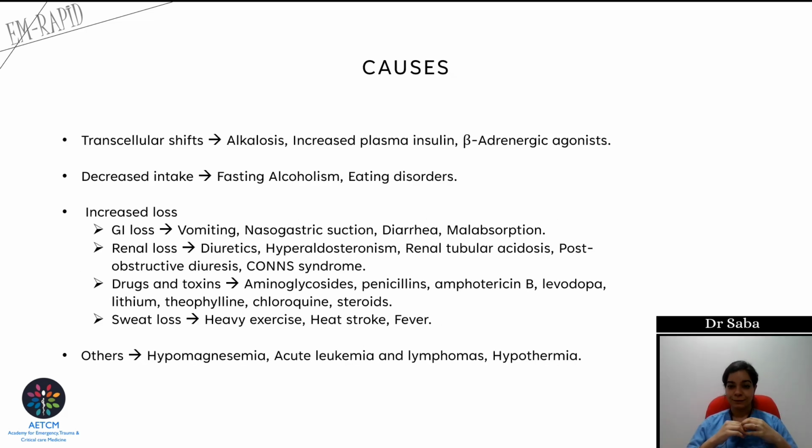When we talk about the causes of hypokalemia, we'll put them under three main headings, like I mentioned earlier. One would be when there is insufficient dietary intake. Second, when there will be increased losses. And third, it's because of the intracellular shift. When we talk about the transcellular shifts, the causes could be alkalosis, increased plasma insulin, and beta-adrenergic agonists. To know insulin and beta-agonists' role in maintaining potassium levels in the body is extremely crucial because they cause shift of the potassium.